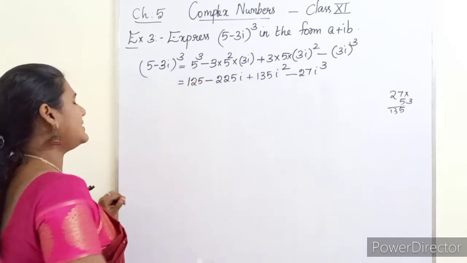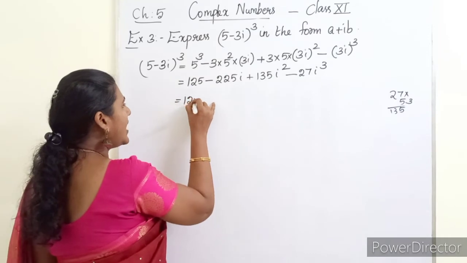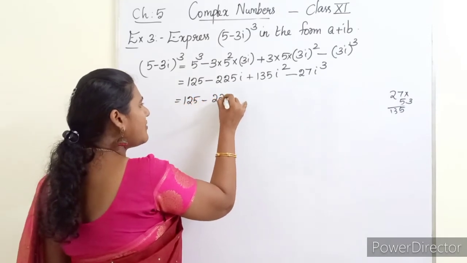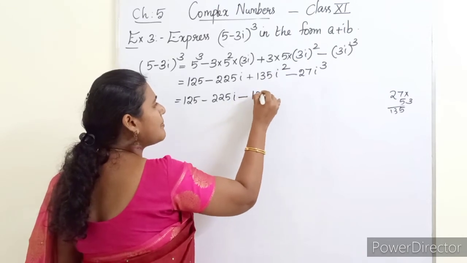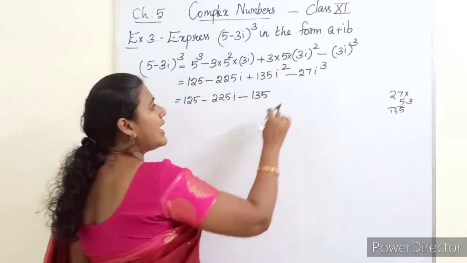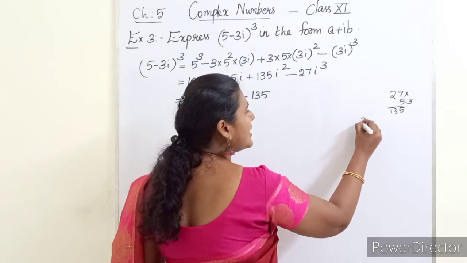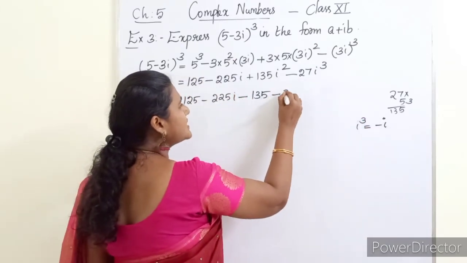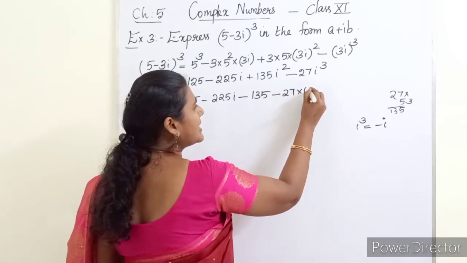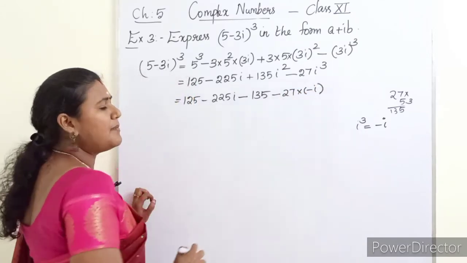Now we will simplify this. That is 125 minus 225i. Here i square is minus 1, so this term will become minus 135. And here what is the i cube value? The i cube value is minus i. So minus 27 into minus i, so this term will become positive.